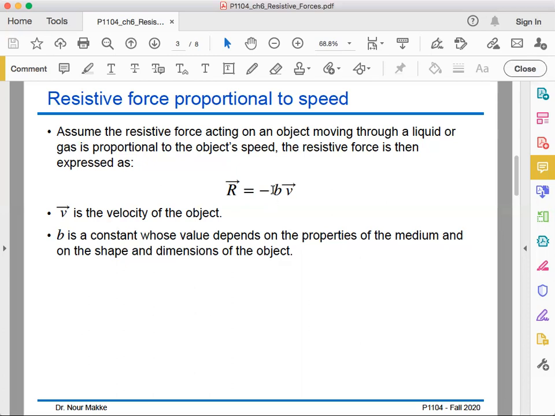Now, how can we determine this constant? Actually, it depends on the properties of the medium, and it depends also on the shape and dimensions of the object. So this b is characterized by these two things, the medium and the object itself. But in any case, b is just a constant, which is a coefficient of proportionality.